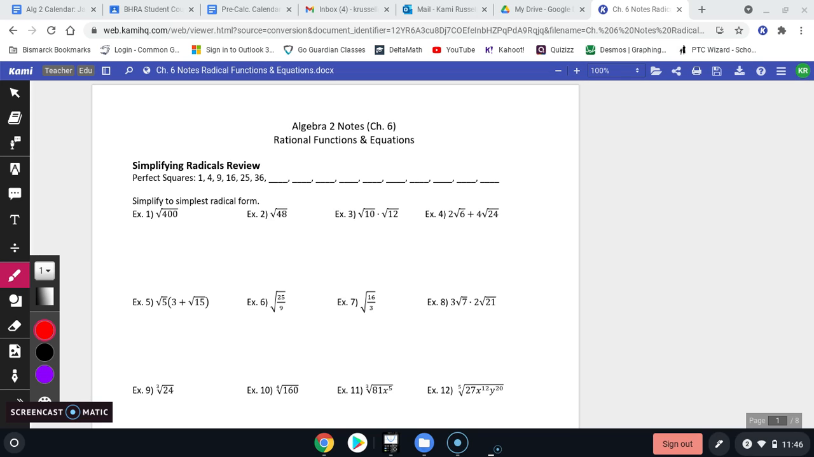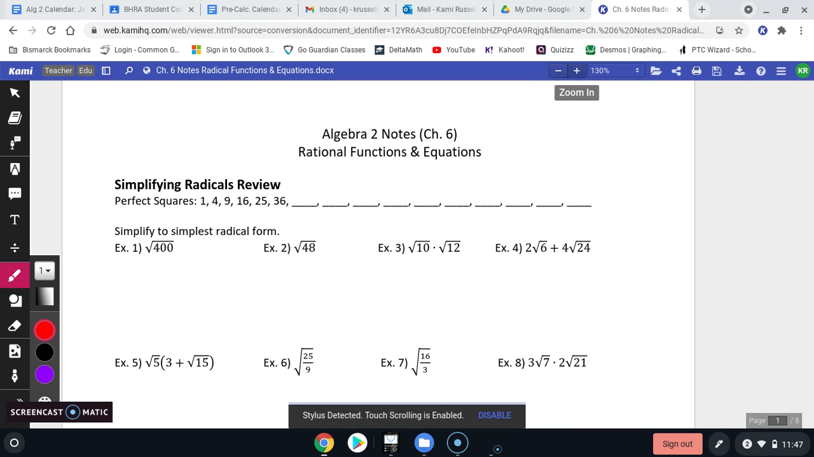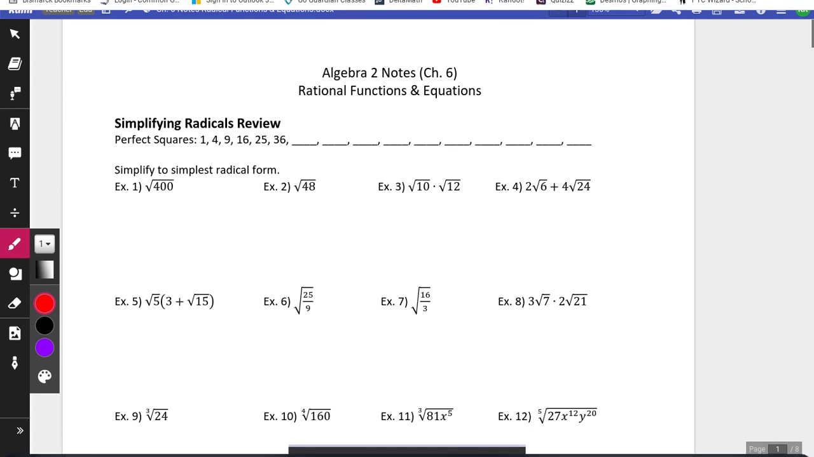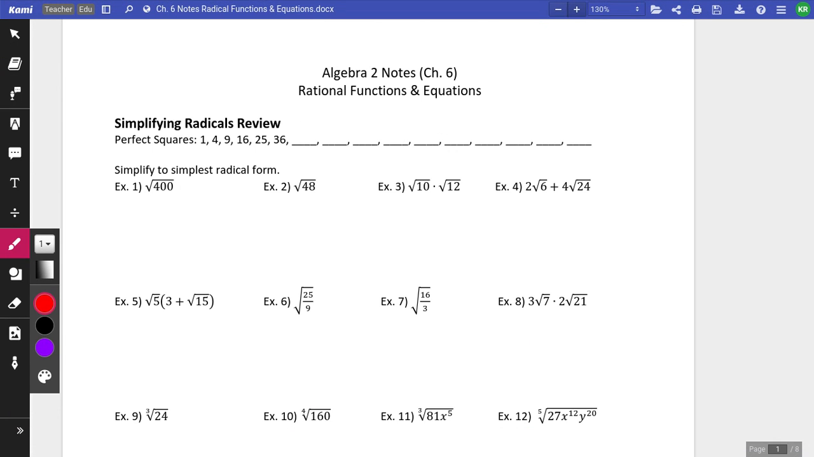Okay, this chapter we're going to be working on rational functions and equations. We're going to start out with a quick review over simplifying radicals. So here, we're going to start with this idea of perfect squares. So you know what perfect squares are. So numbers like 1, 4, 9, 16, 25, and so on. So, of course, perfect squares come from 2 being squared, 3 being squared, 4 being squared, etc.